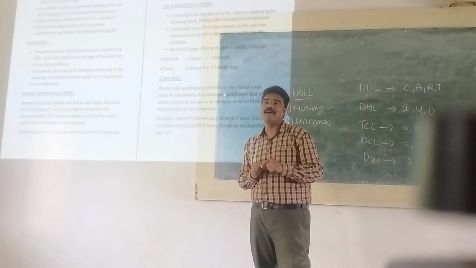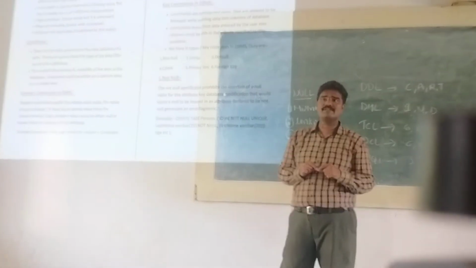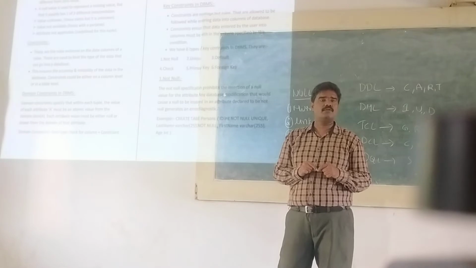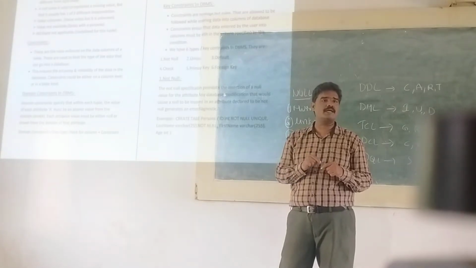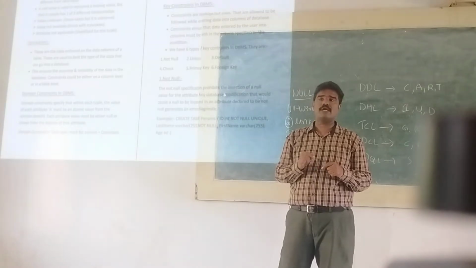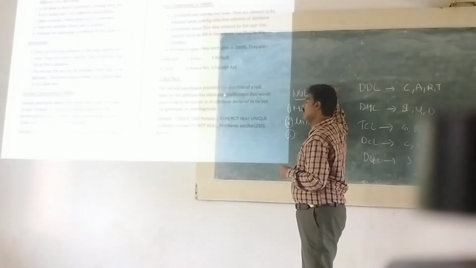Again, unavailable value means there is no value existing. So what type of value we have to insert in that particular data, we don't know. That is the meaning of unknown value. Again we are going to use a null value.